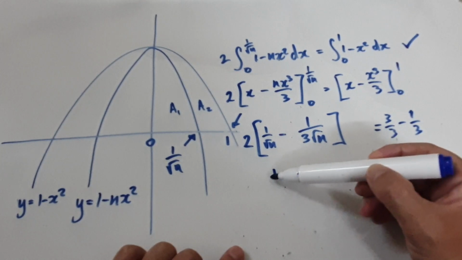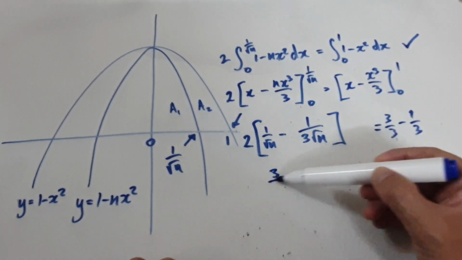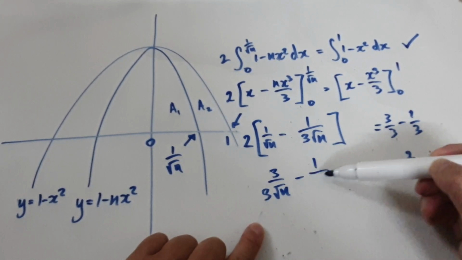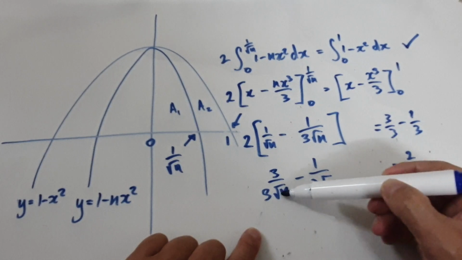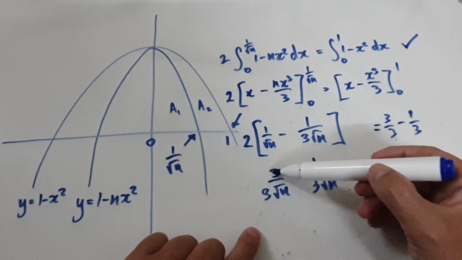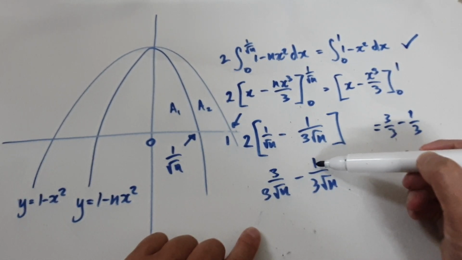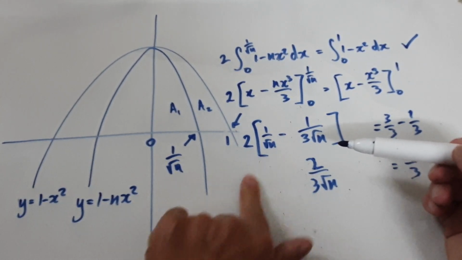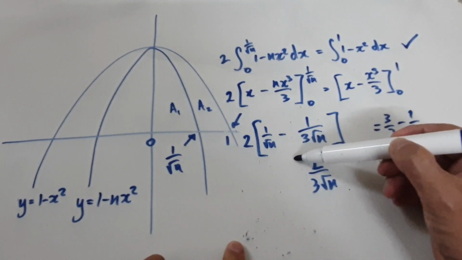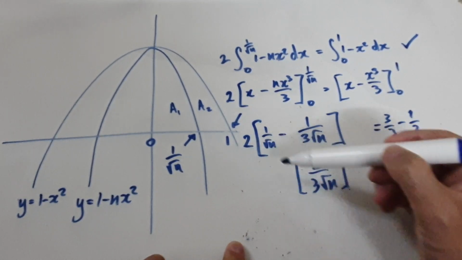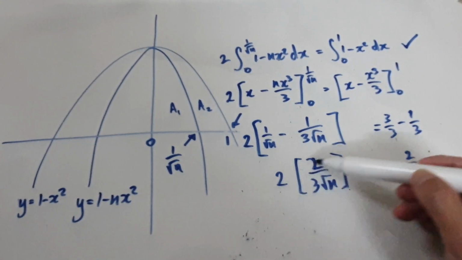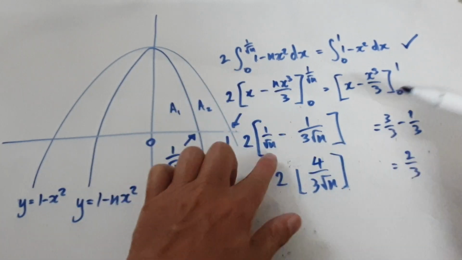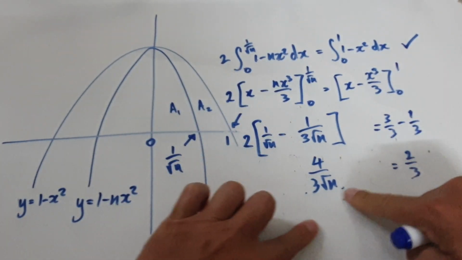Okay, so now let's merge these two fractions together. I'm going to multiply top and bottom by 3, so it looks like 3 over 3 root n, take away 1 over 3 root n. Same denominator, so 3 take away 1 will be 2. Then you've got the times 2, and this 2 gets multiplied to the top, so that would be 4. So the whole thing will look like this.